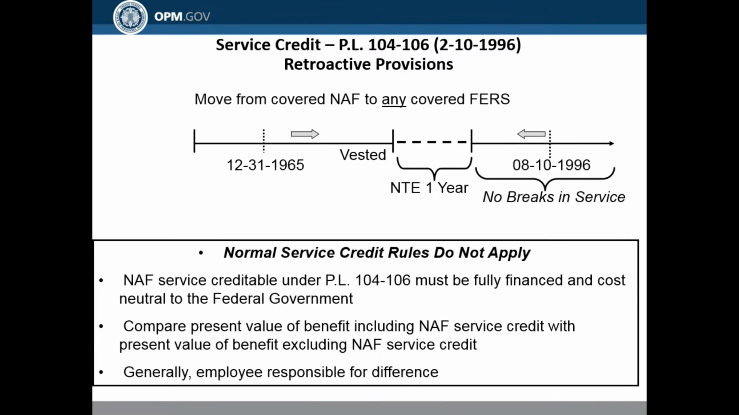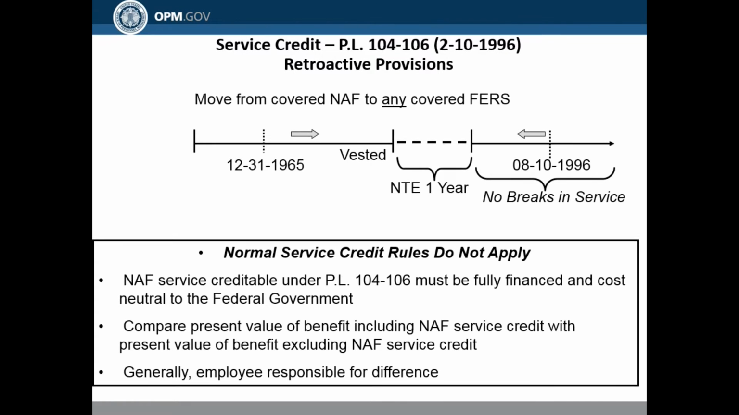Now, again, if you move from a covered NAF to any covered FERS position, the normal service credit rules do not apply. NAF service creditable under Public Law 104-106 must be fully financed and cost neutral to the federal government. That means that it's not really going to increase your benefit. You're going to compare the present value factor of the benefit including NAF service credit with the present value factor of the benefit excluding the NAF service credit. And generally, employees are responsible for the difference between that.